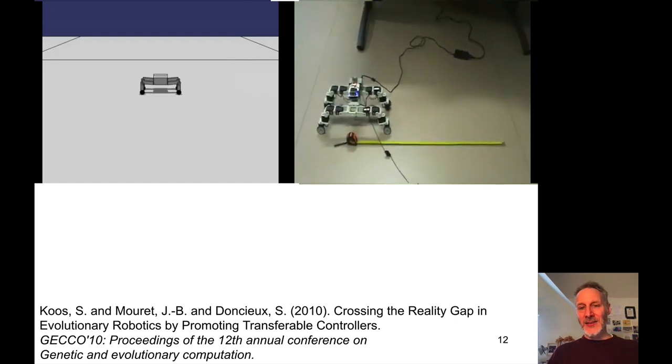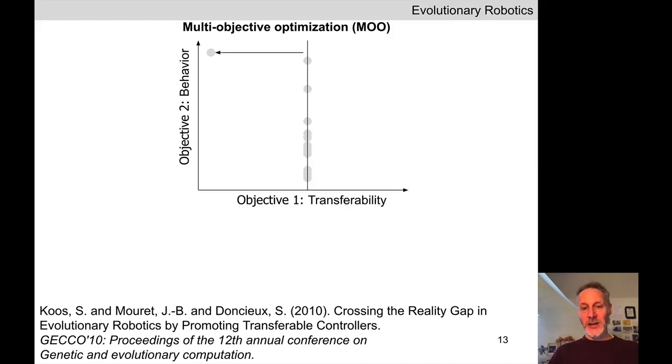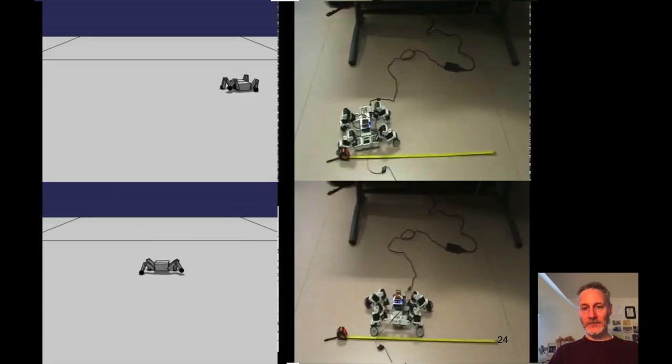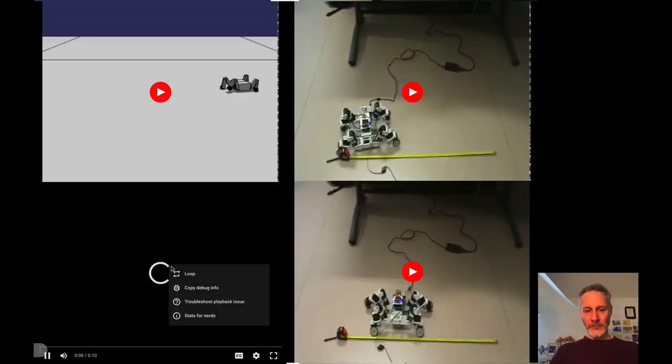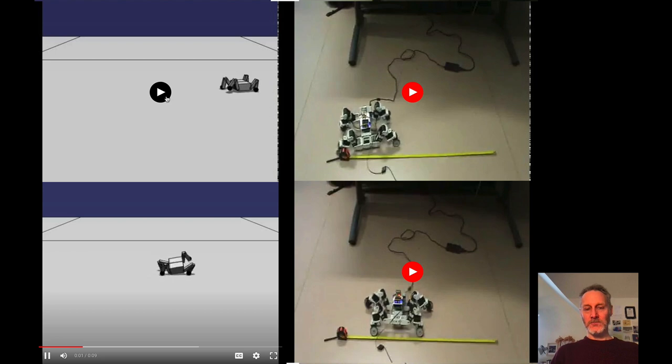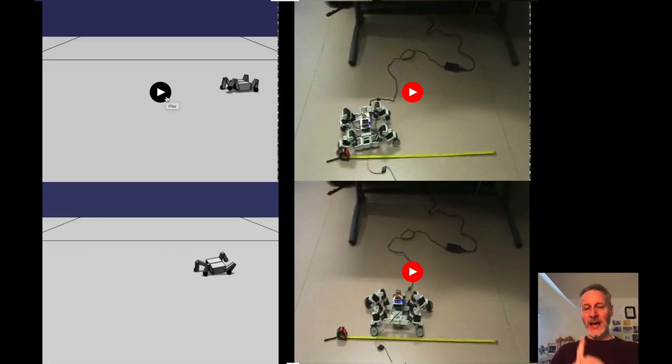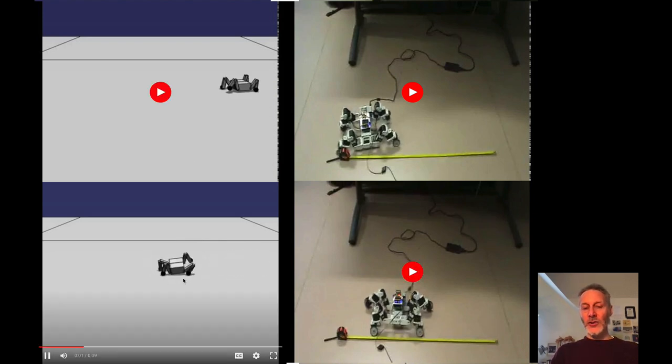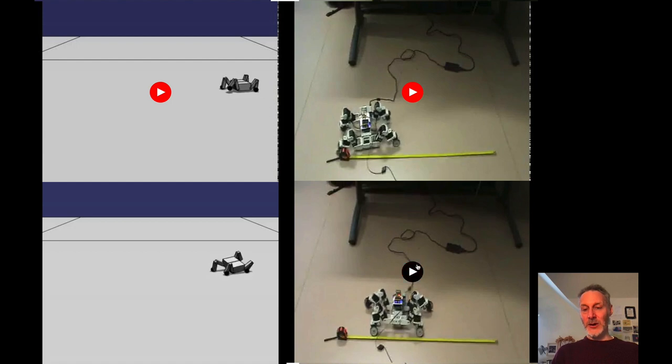At the end of the evolutionary run, after 200 generations, they had this controller that was good at objective 2, and also high estimated transferability. The evolutionary algorithm thinks that this one actually will cross the gap.